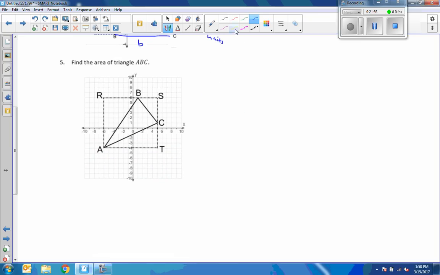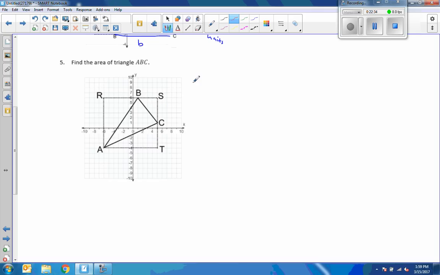Number 5. Find the area of triangle ABC. So it's this triangle in here, and they surrounded it with a rectangle. We know how far it is from here to here, and from there to here, just by counting. So we're going to find the area of this triangle by using the rectangle. This takes quite a bit of calculation. I need to know this region here, this region here, this region here, and this one. I can find all of those.